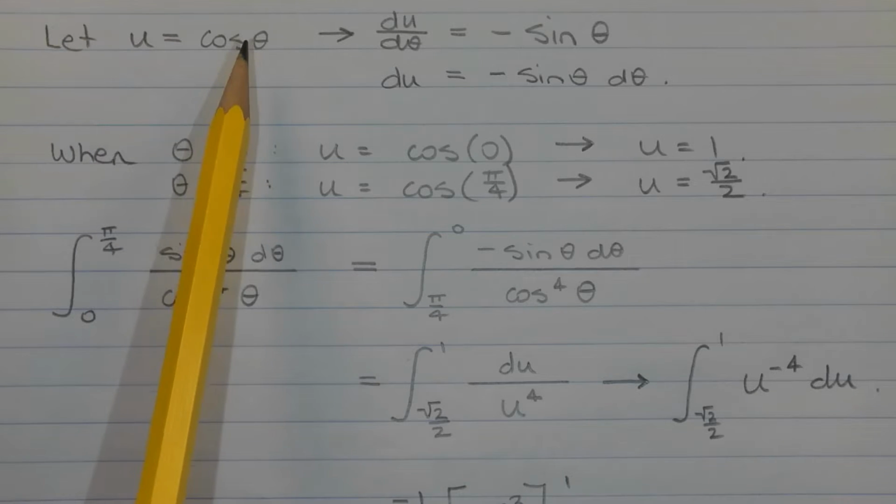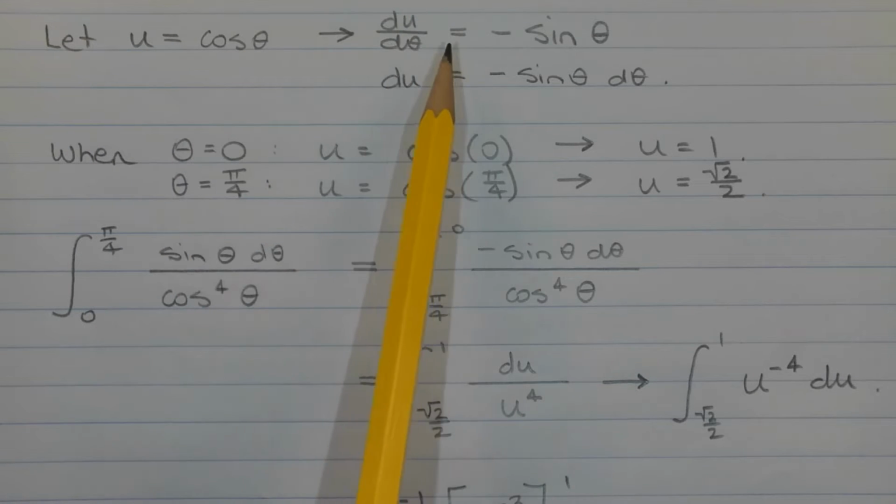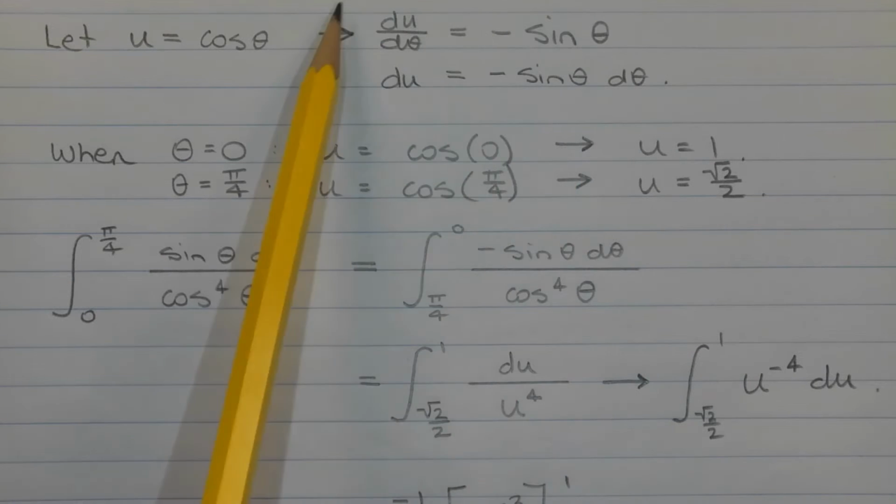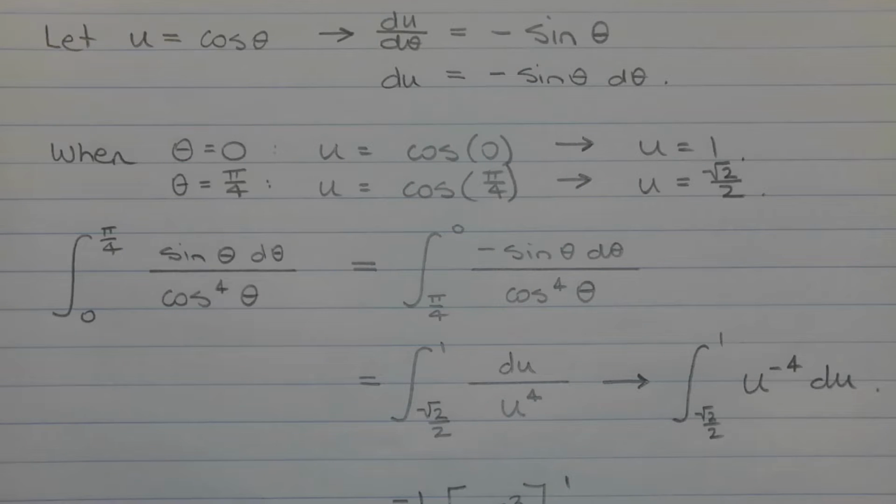Differentiating u with respect to theta, we get du d theta is equal to negative sine theta. And rearranging this equation to separate the differentials, and in particular to express du in terms of d theta, we get du is equal to negative sine theta d theta. And if we go back to our original integrand, we have a sine theta d theta in the numerator. So this will make the substitution a lot easier.